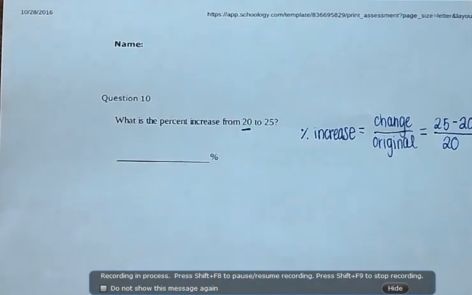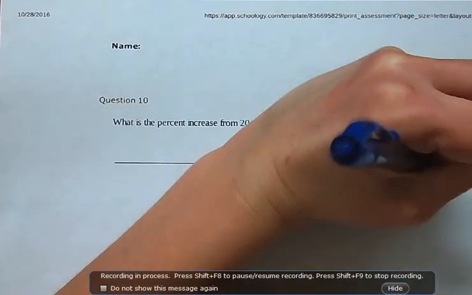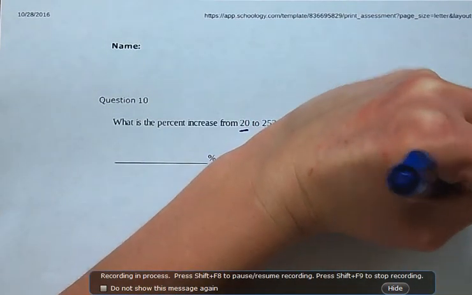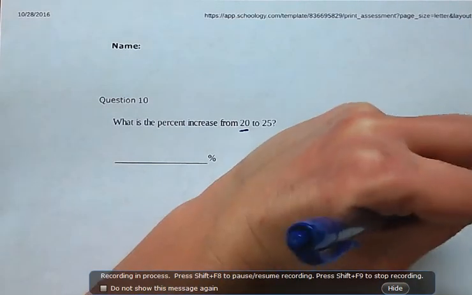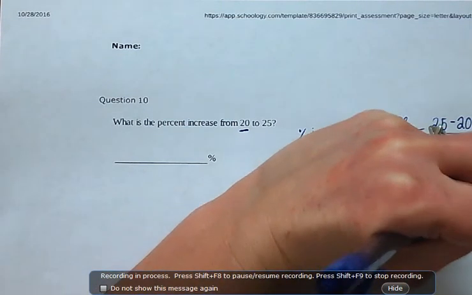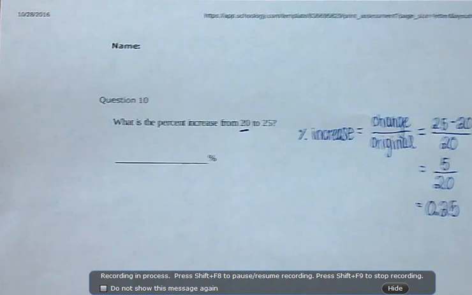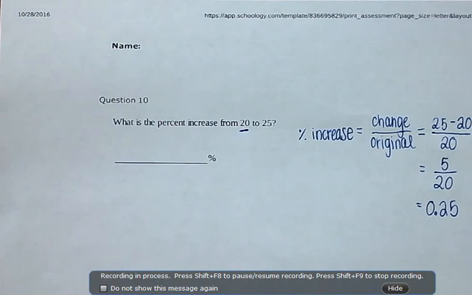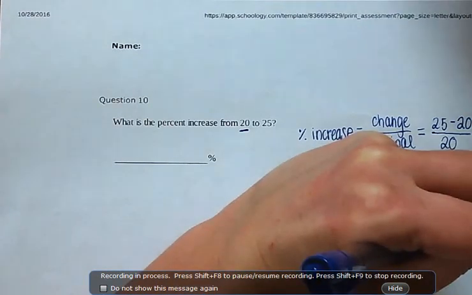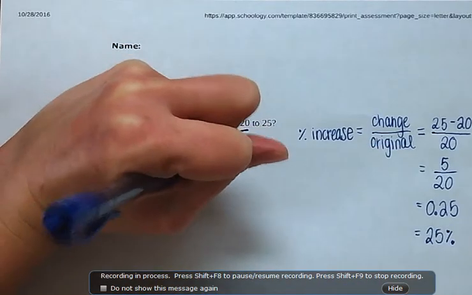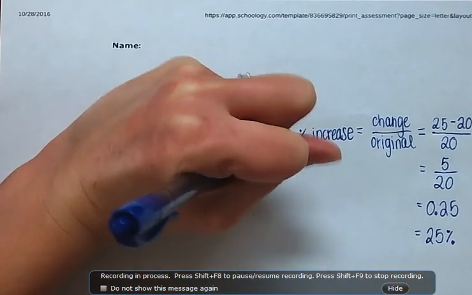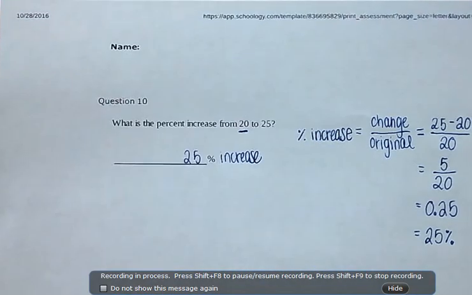And then I want to simplify that. 25 minus 20 gives me 5 over 20 still. 5 divided by 20 gives me 0.25. To make that a percent, I multiply 0.25 by 100, and I get 25%. So this is going to be a 25% increase from 20 to 25.